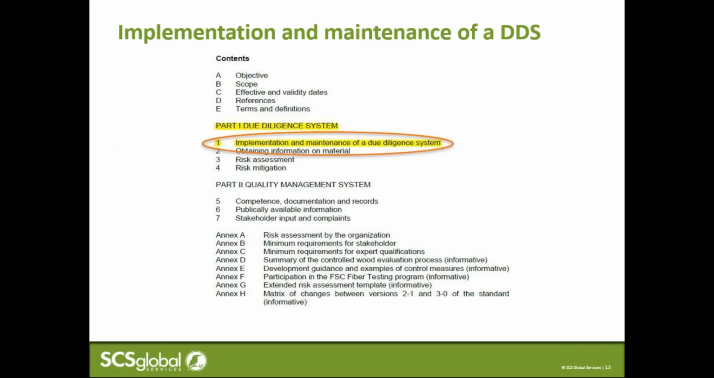Here we have the table of contents copied directly from version 3 of the standard in order to convey the structure of the standard's requirements. What follows is a discussion of the first section of the DDS requirements, the implementation and maintenance of a due diligence system. It may be helpful to think of these requirements as general or umbrella requirements.